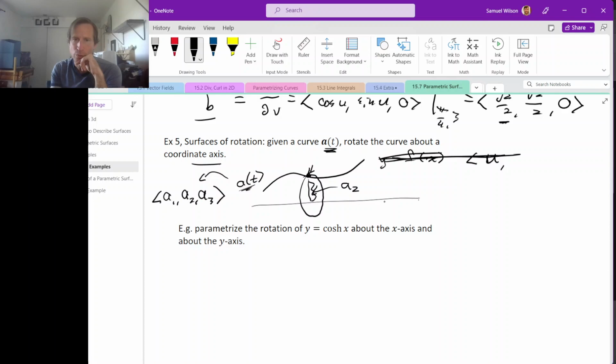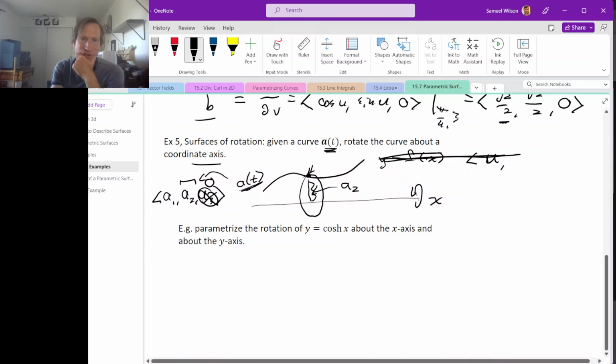So what we need to do is make this go around a circle. How we do that depends on, actually, just to make things simple, let's assume that one of these is 0. Let's assume that our curve lives in a plane and we're going to rotate it out of that plane. So to make this go into a circle, well, let's rotate about the x-axis.